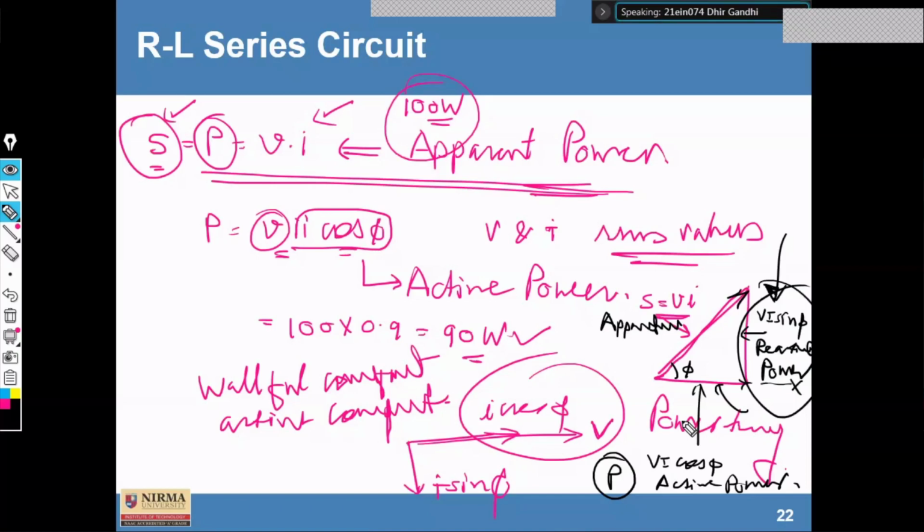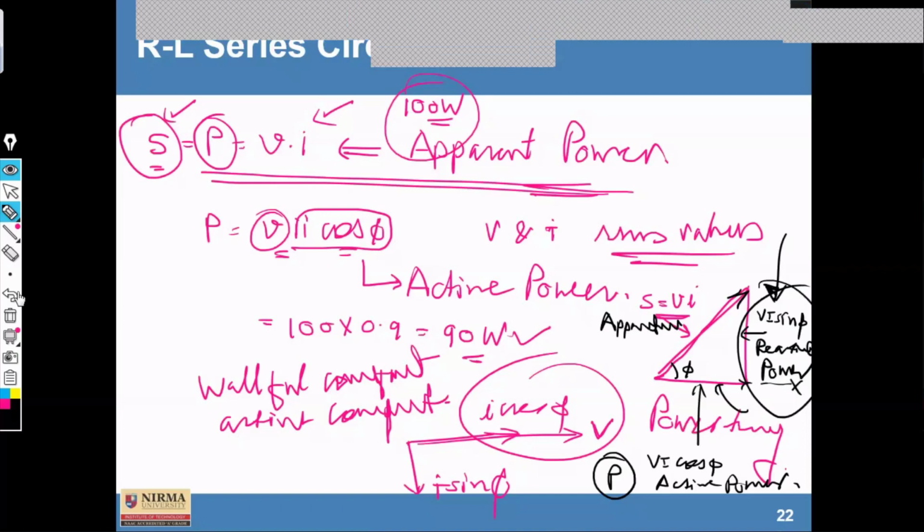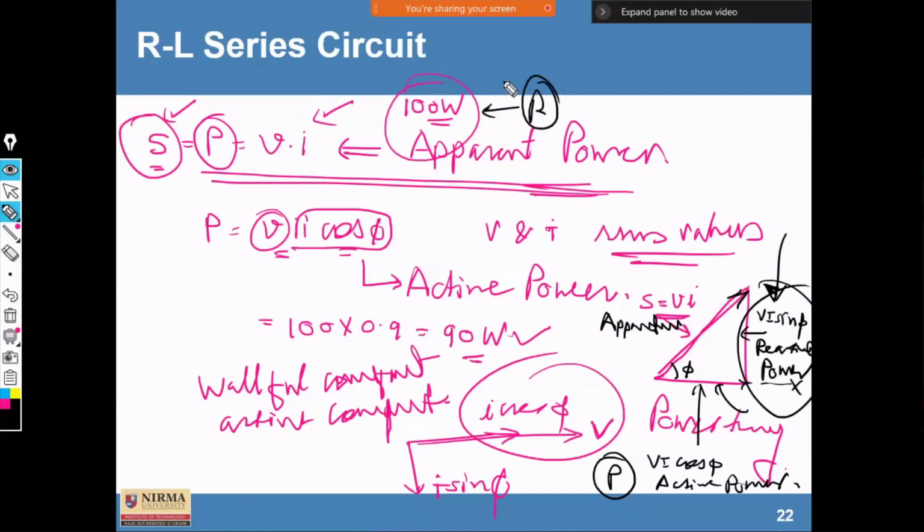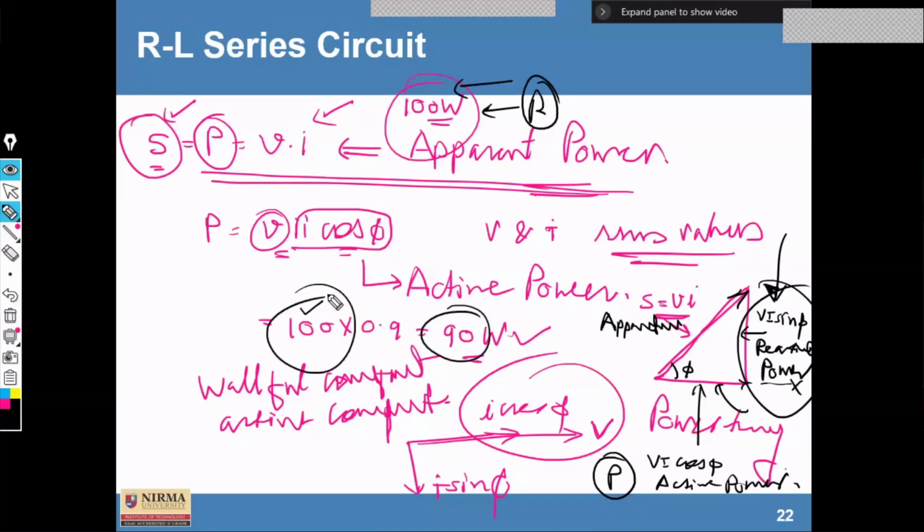No. See, this 10 watt difference is only possible when there is a resistive circuit. So the total power consumed by the circuit is 100 watt. But if it is not purely resistive, then the total power consumed is 90 watt only. So this 100 watt is taken from this reference only.